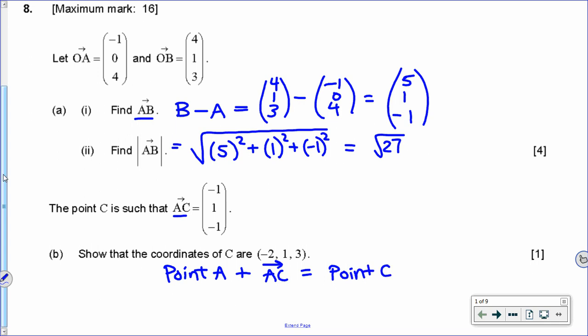So we know point A, given to us at the beginning of the question, is (-1, 0, 4). We're adding the vector to get from A to C, which is given, and then we should obtain point C as a result, because that's where we'd be on the coordinate plane if we started from A and traveled AC. So showing that simple addition is a quick, elegant way of proving that that's the coordinate of C.